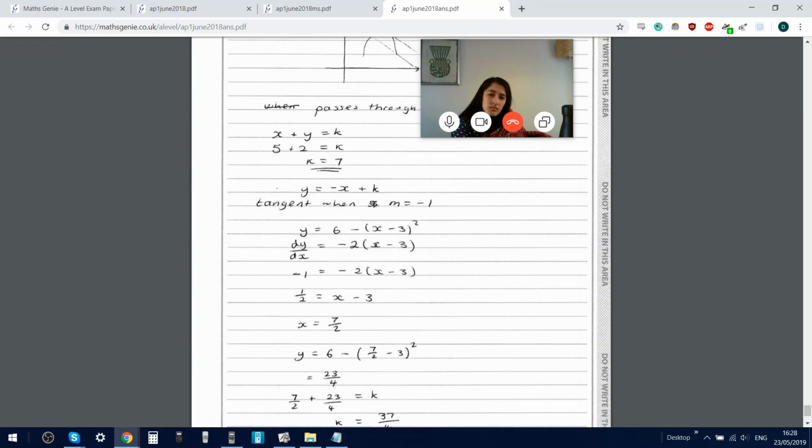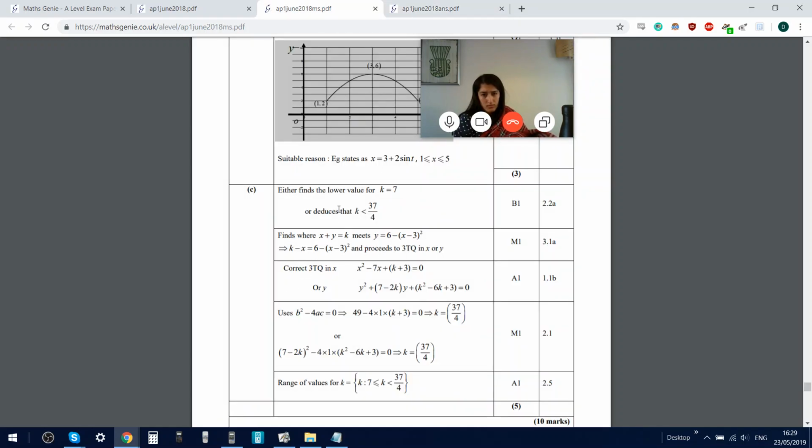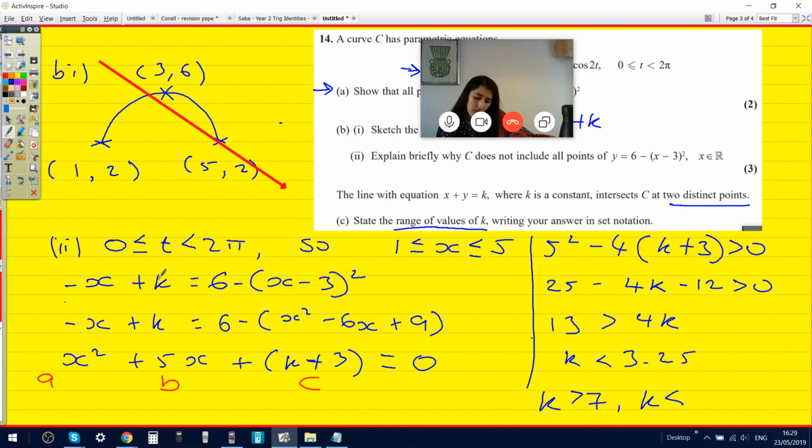What? Differentiating? I don't get that. Hold on. Either finds the lower value, so k 7, or deduces that k is less than 37 over 4. X or y. They worked out 7. They put 7 into the k. Into k minus x equals 6. k minus x, yeah, equals 6.